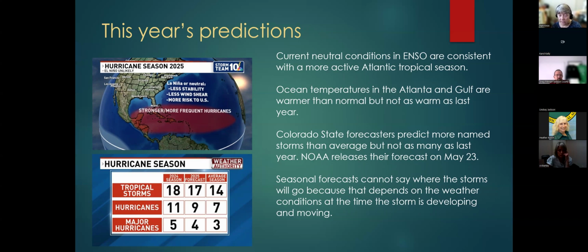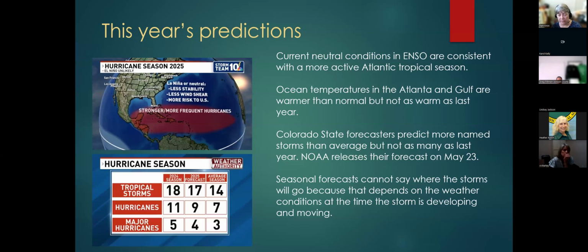Colorado State is one of the groups that does some of the early seasonal forecasts. You can see on the bottom left there, the forecast for this year is for just slightly fewer named storms than last year. Same with hurricanes and major hurricanes. NOAA's going to release their forecast in about a week. It's probably not going to be a lot different than this.